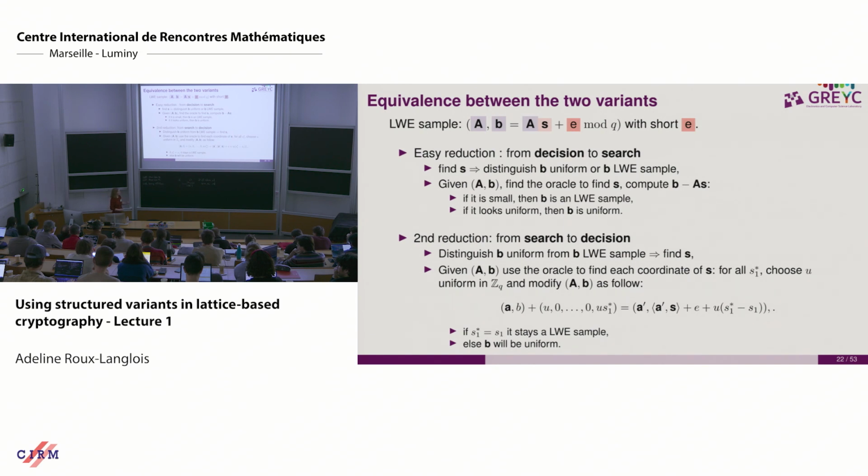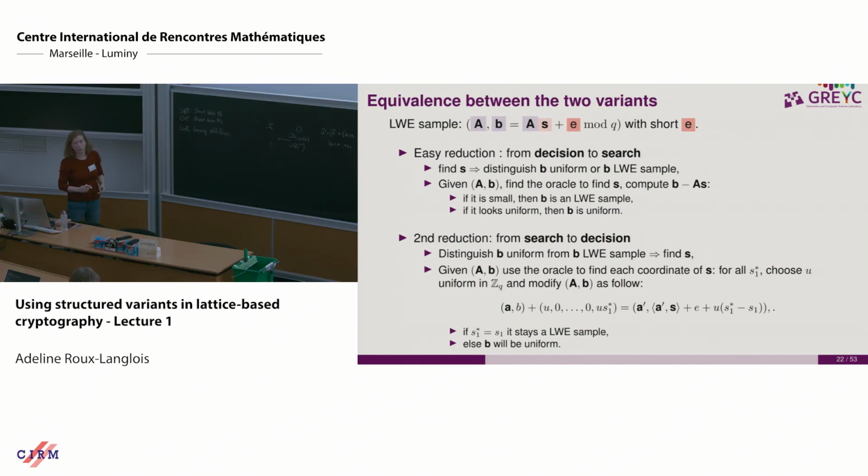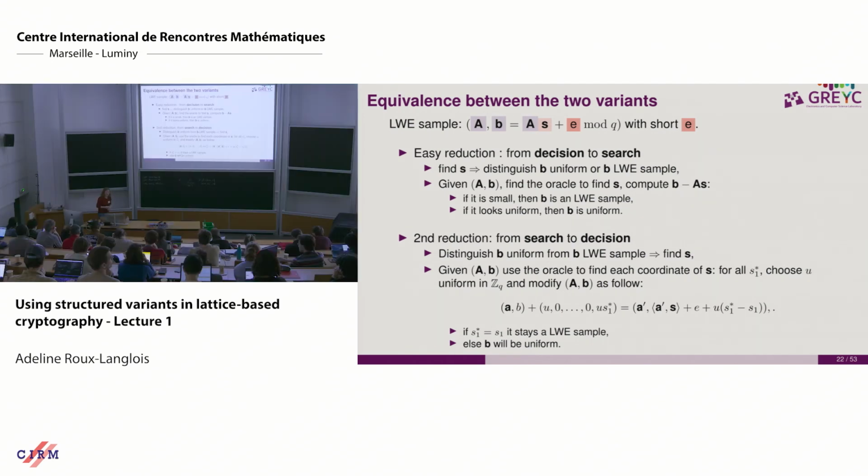So by using this a lot of times, for each coordinate you have to do it q times, because for each coordinate you have q possibilities, you can find all the coordinates of your secret. So it's not efficient, as I said, but it works and it's polynomial and it gives you an equivalence. But we have a better way to prove this, just to give the idea. Okay.